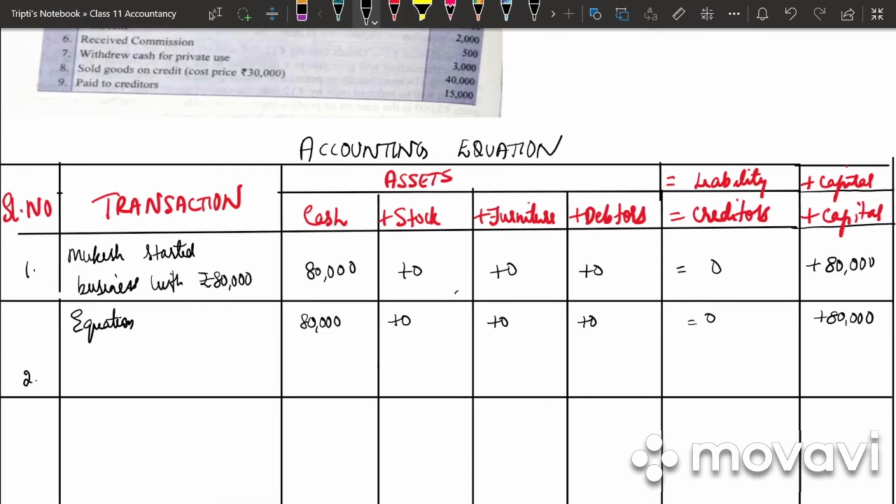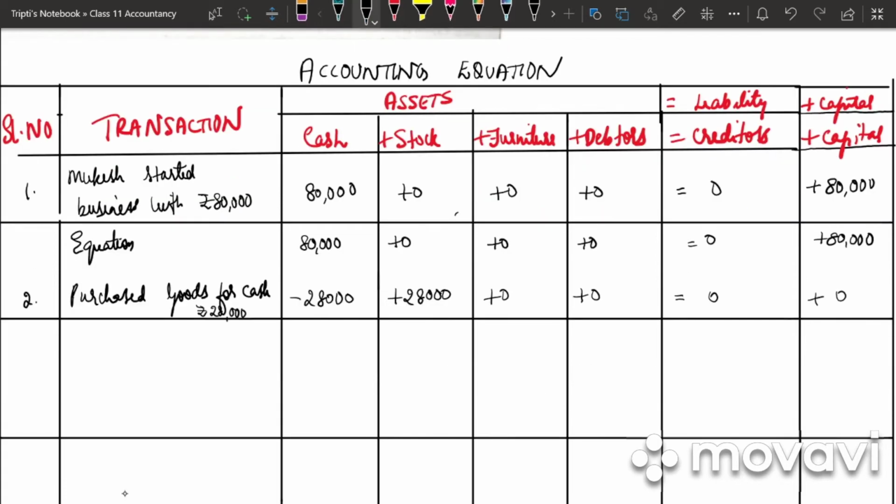Next we have second one, purchased goods for cash. How much cash? Rupees 28,000. So our cash is reducing. So minus 28,000. Our stock is increasing by 28,000. So plus 28,000. No change in furniture, no change in debtors, no change in creditors, and no change in capital.